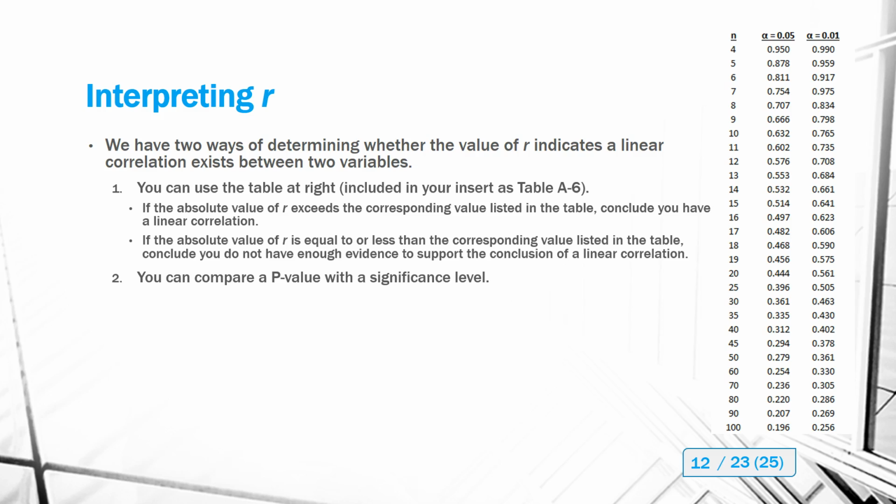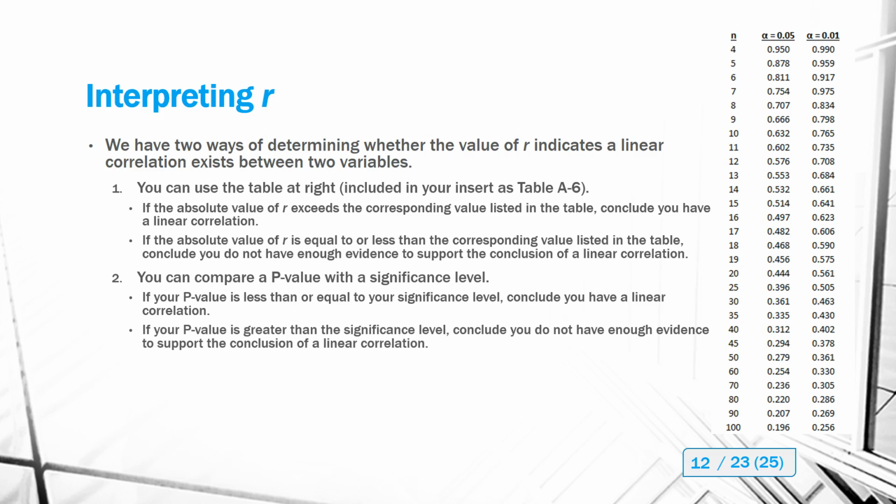Alternatively, you can use a p-value with a significance level, just as we've done before with hypothesis testing. So if your p-value is less than or equal to your significance level, then you're inside the critical region, so to speak. Conclude you have a linear correlation. Otherwise, if it's greater than the significance level, conclude you don't have enough evidence to support the conclusion of a linear correlation.